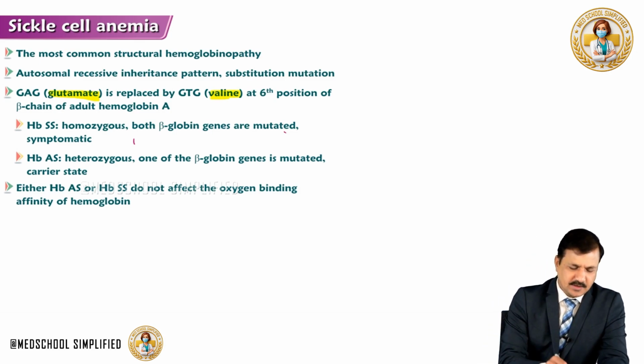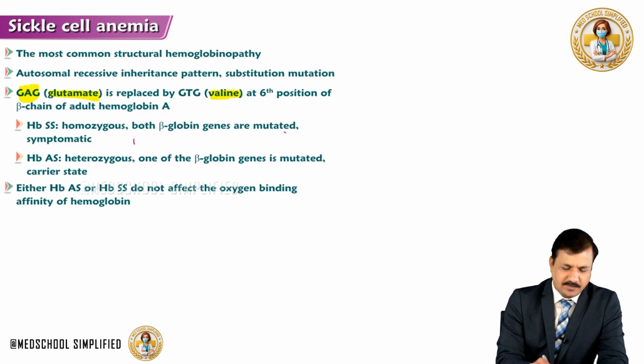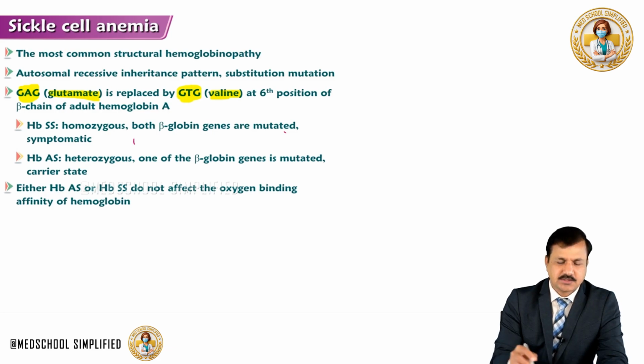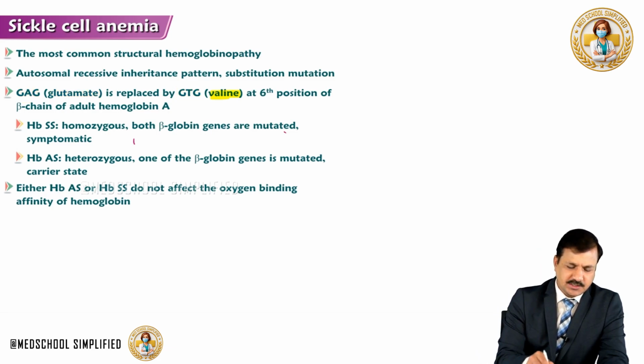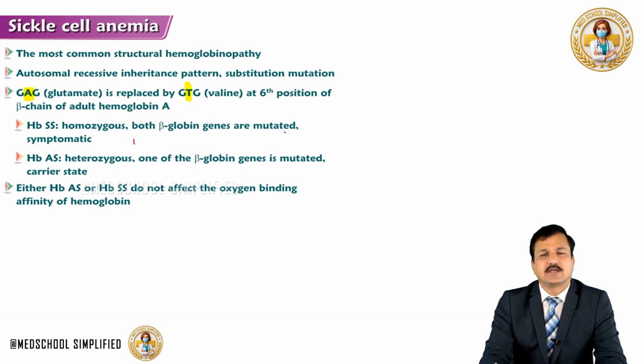The codon GAG, which codes for glutamate at the 6th position of the beta chain, is now replaced by GTG, which codes for valine. So the substitution here is adenine in GAG replaced by thymine in GTG. Because of this substitution, a hydrophilic amino acid, glutamate, is substituted by a hydrophobic amino acid, valine.